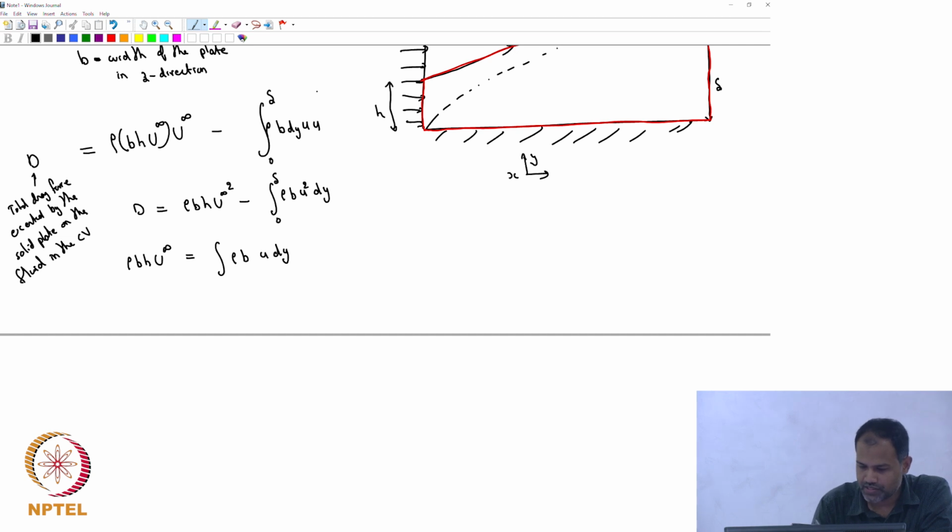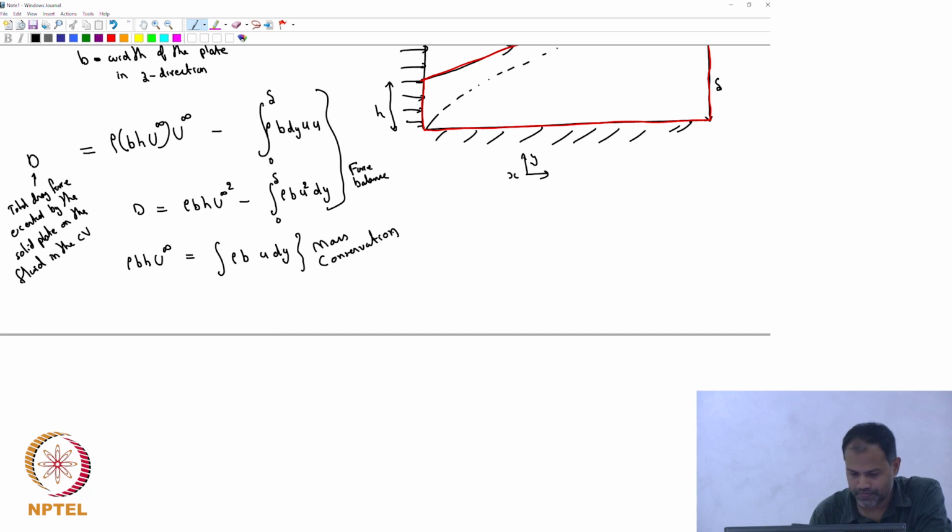So remember, this is my force balance. This is my conservation of mass. Any doubts on the equations? Total drag force is not 0. Why is the total drag force 0? That is what we have called D. So this is D, it's not 0. Our interest is to calculate really that force and connect it with the thickness.